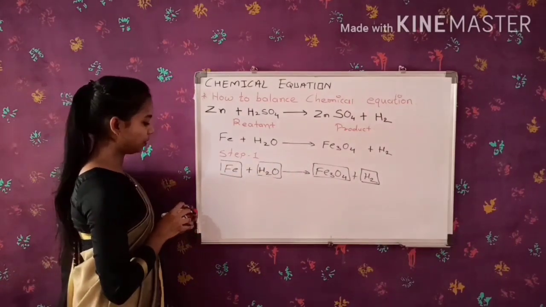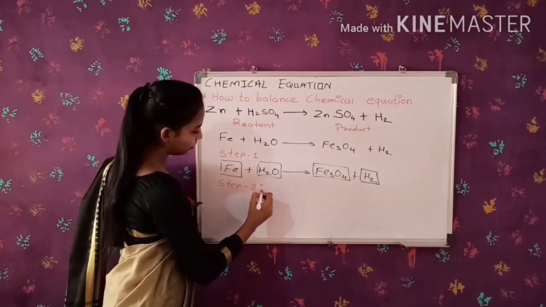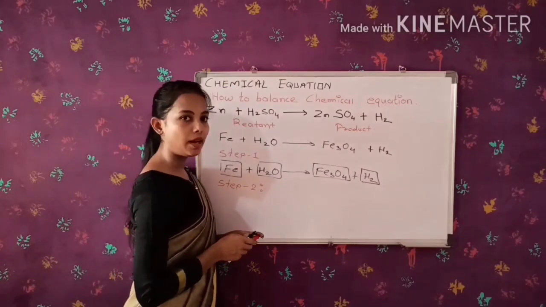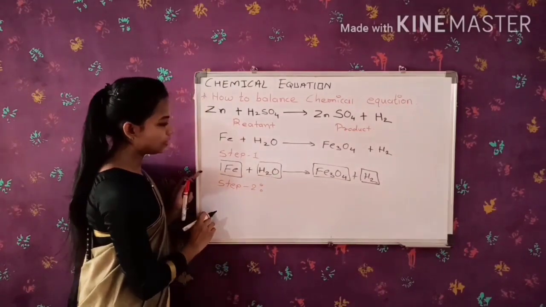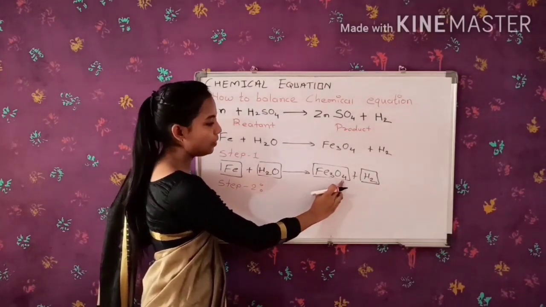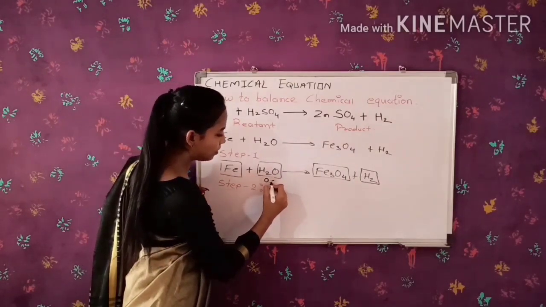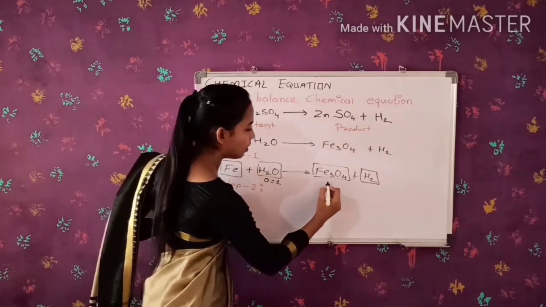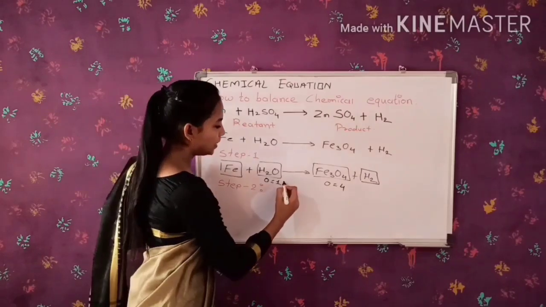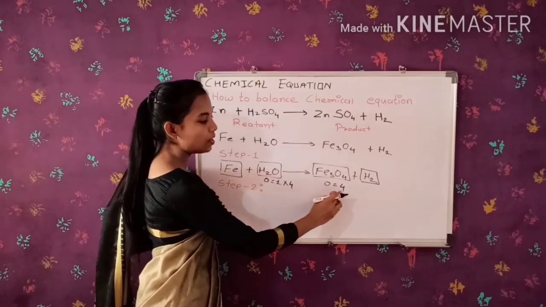Now, what is step second? In step 2, you have to see which element has the maximum atoms. We can see here that oxygen has the maximum atoms. So first we will balance the oxygen atom. Here oxygen is just 1 and here oxygen is 4. How can we balance this oxygen atom? Simply multiply here by 4. So 1 into 4 is 4, and here also 4.